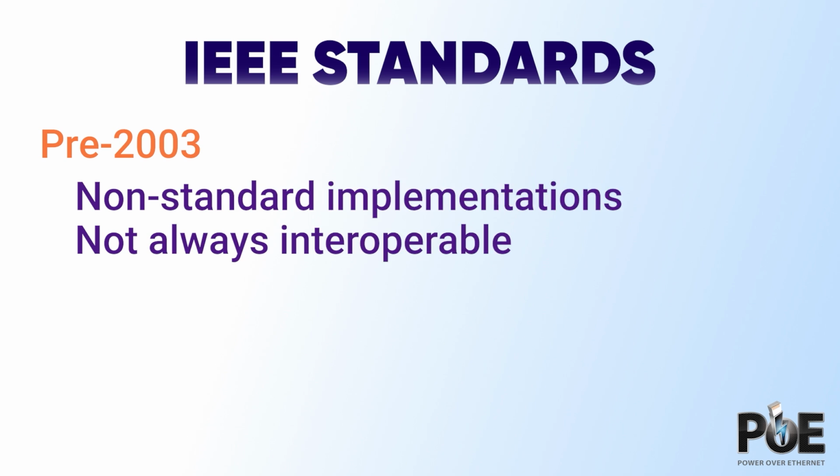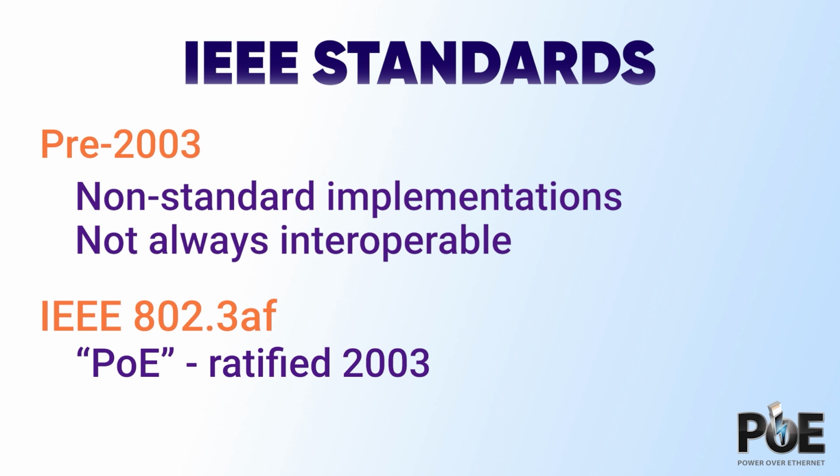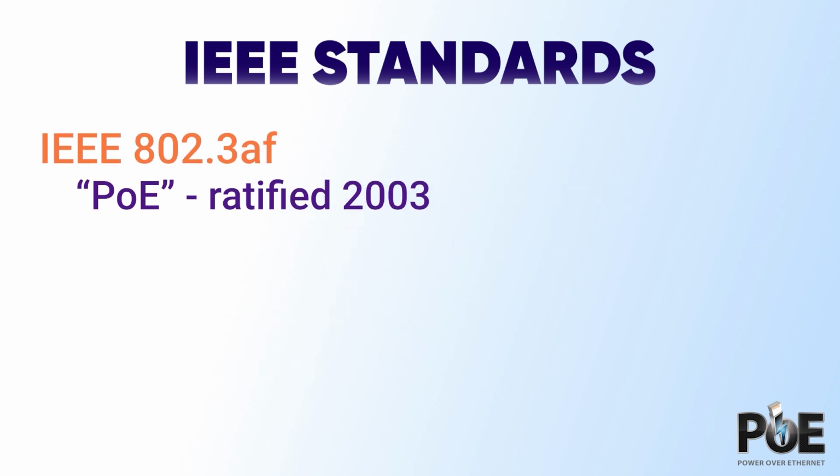Before 2003, there were no standards for power over Ethernet. Some manufacturers used their own proprietary implementations, but interoperability was not guaranteed. In 2003, the IEEE ratified the first PoE standard, 802.3af. This defined what's called a PoE Type 1.